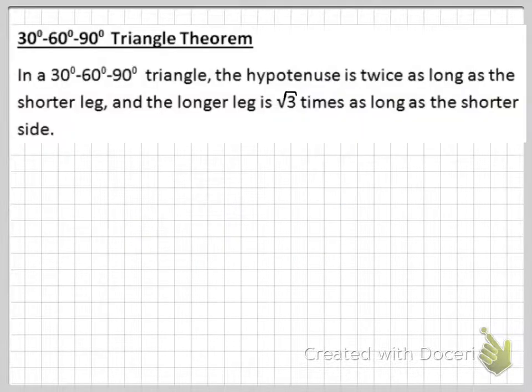The other kind of special right triangle is a 30-60-90 triangle. In a 30-60-90 triangle, the hypotenuse is twice as long as the shorter leg, and the longer leg is root 3 times as long as the shorter leg.